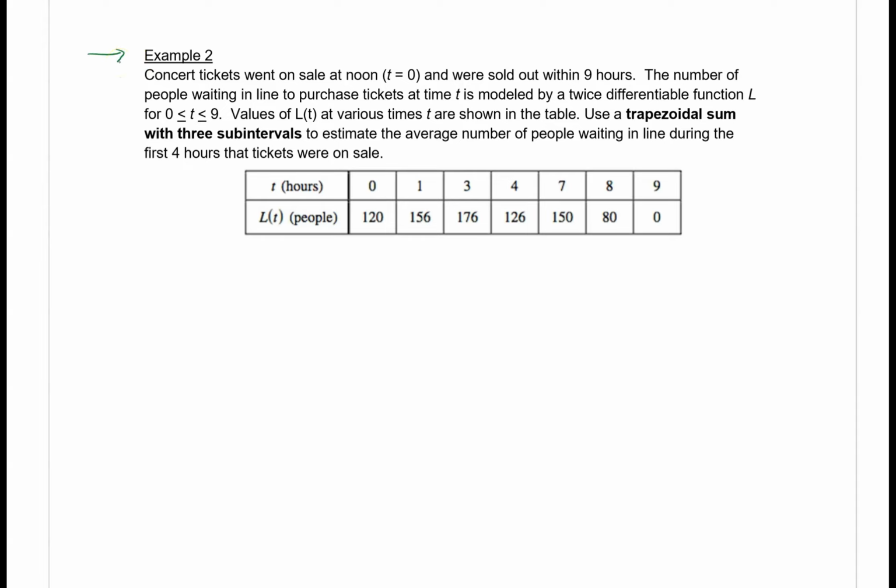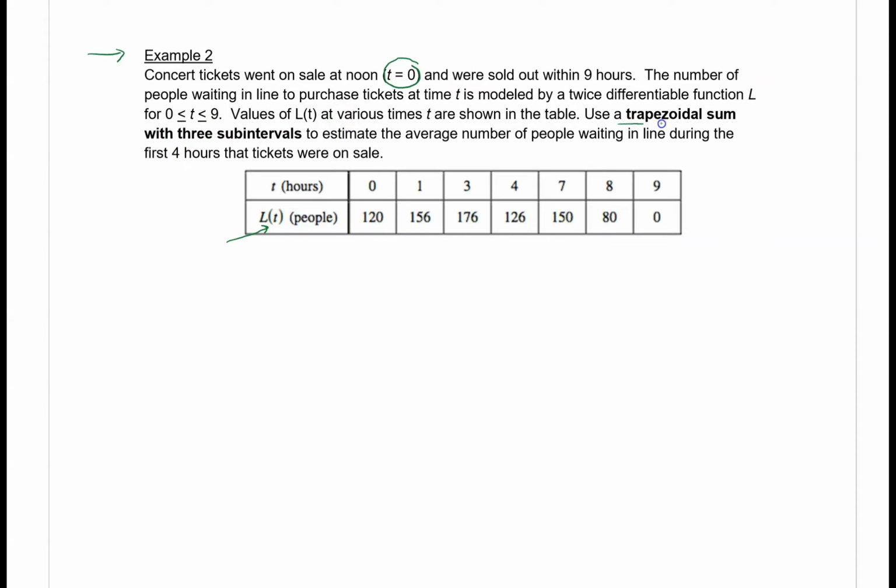So example 2 is telling us that concert tickets went on sale at noon. So understand also that t equals 0 is representing noon, and we're sold out within 9 hours. The number of people waiting in line is modeled by this twice differentiable function L. So this is the number of people waiting in line, and the values of this function are given at different times.